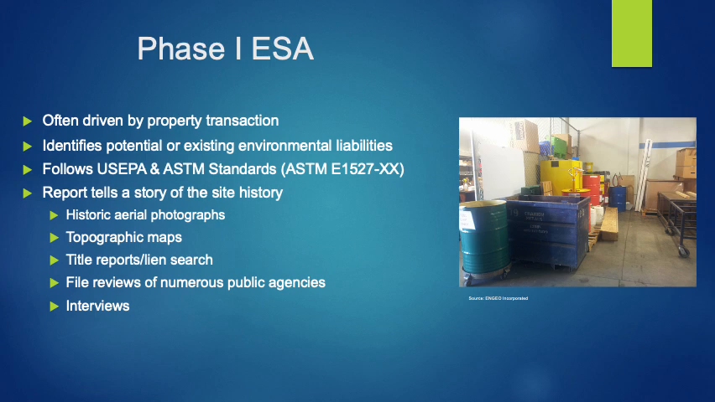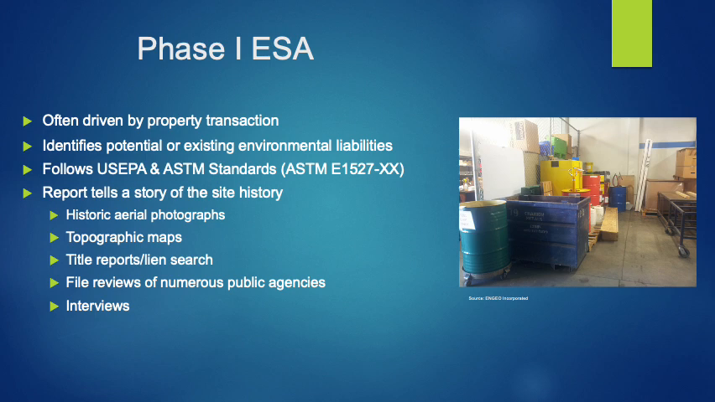The purpose of a Phase 1 is to identify potential or existing environmental liabilities that may have come about from past site uses. The reporting follows US EPA and ASTM standards. ASTM 1527 is the designation. The double X's indicates that the standard is updated every so often. And the purpose of the report is to tell a story of the site history, of site uses that may have led to environmental impacts.